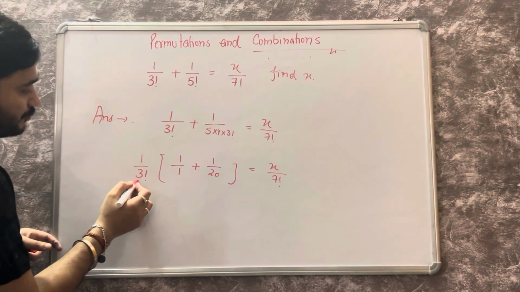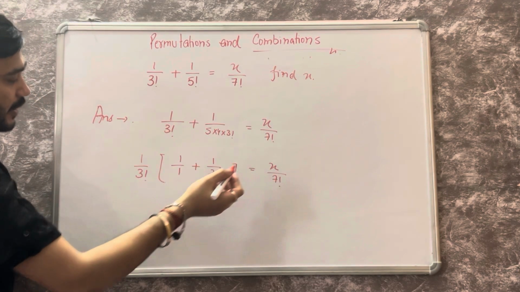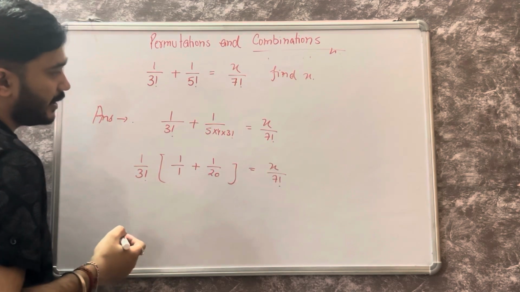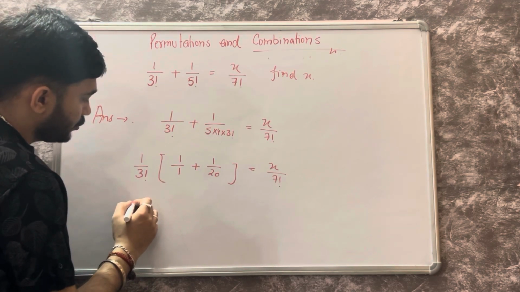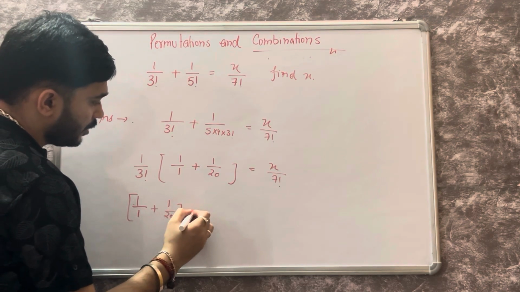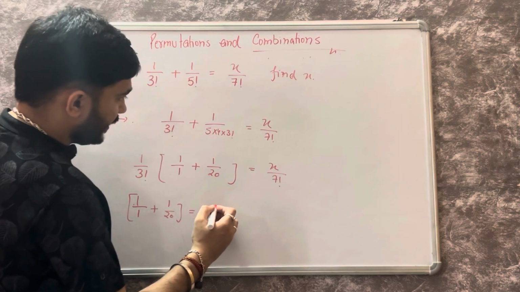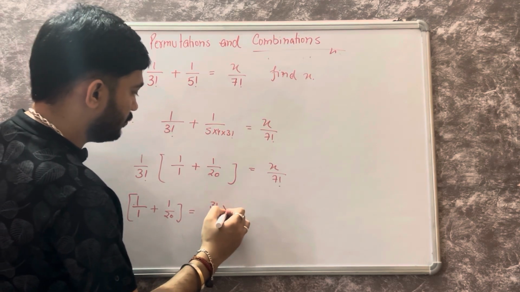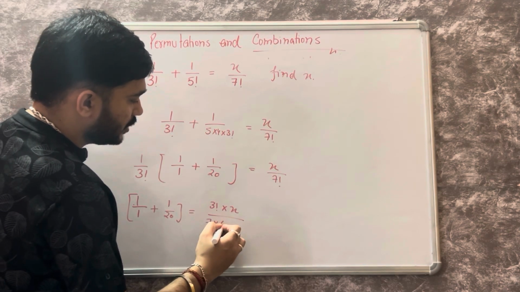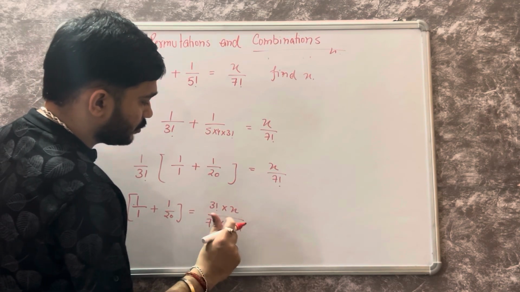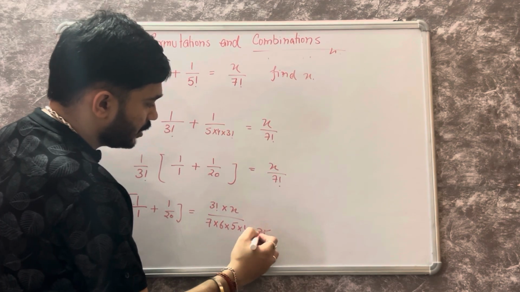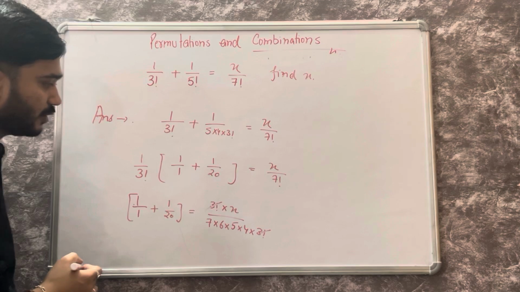Now take this 3 factorial from the left hand side to right hand side, and this 3 factorial is in divide here, and on the right hand side it is going to be multiplied. So we are being left with 1 upon 1 plus 1 upon 20 equal to, here you will get 3 factorial multiplied by x. You can write 7 factorial as 7 into 6 into 5 into 4 into 3 factorial. Cut this 3 factorial and 3 factorial.